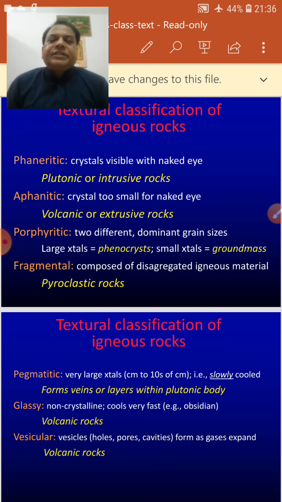The aphanitic texture: naturally the rock is in a crystalline state, but the grains are too small to be seen with the naked eye, which means we need the help of a microscope. We can identify the crystalline state in the microscope, and that will be called aphanitic. And almost all your volcanic rocks, say rhyolite, dacite, trachyte, andesite, basalt, are in the category of aphanitic rocks.